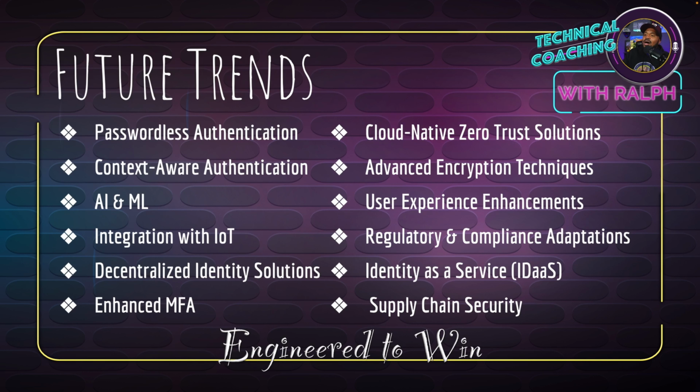Context-aware authentication, artificial intelligence and machine learning, integration with Internet of Things, decentralized identity solutions, enhanced multi-factor authentication, cloud-native zero trust solutions, as we move into the cloud, advanced encryption techniques, user experience enhancements: how to have a better user experience so that they don't hate it. Because when people hate stuff, they start using it less and they start to cut corners. So having a good user experience with zero trust architecture, regulatory and compliance adaptations. As the government and regulatory bodies start to catch up, how do we adapt zero trust architecture into that? And then identity as a service. And lastly, supply chain security. All right, let's keep going.